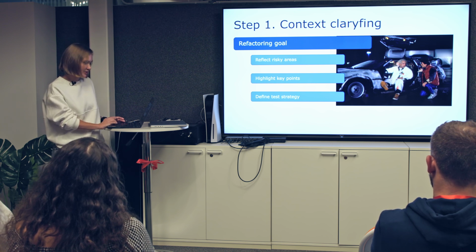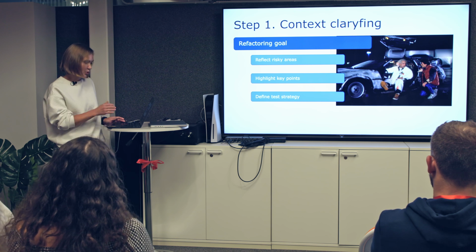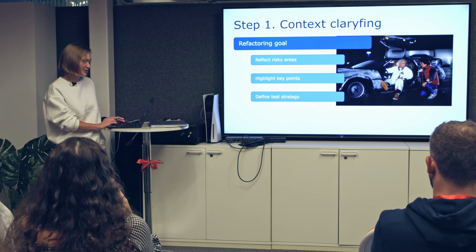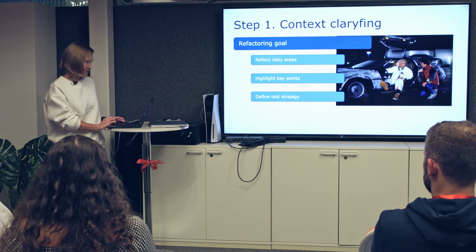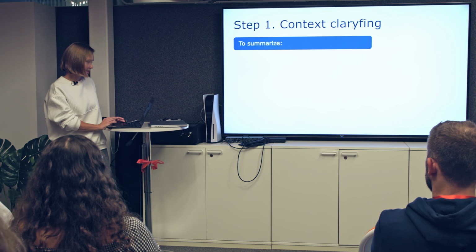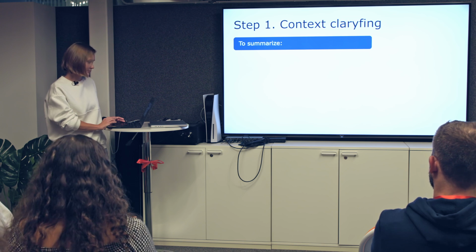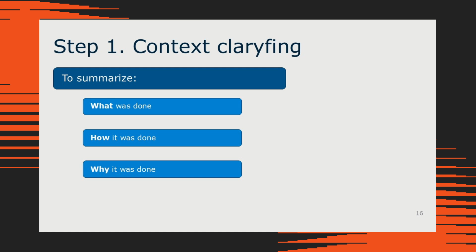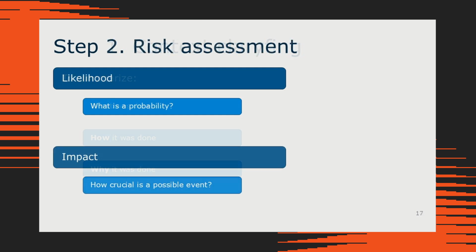But if a tester wants to go deep into the functionality, he could ask the authors of this code, of course. So to summarize this step, I think it's the most important one: we have to have a solid understanding of what was done, how it was done, and why it was done. Then we can go further to step number 2, and it's risk assessment.